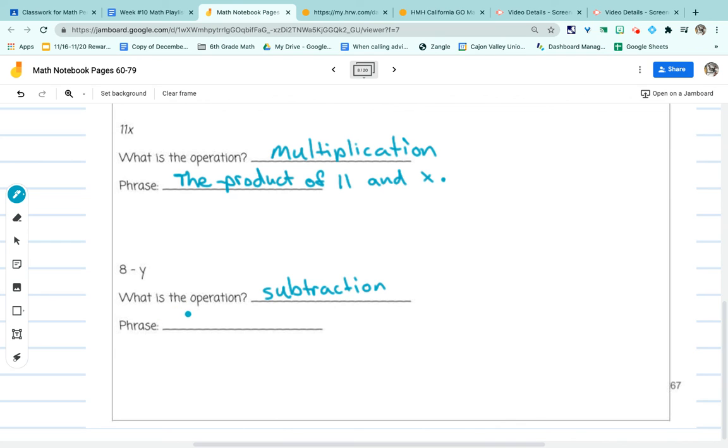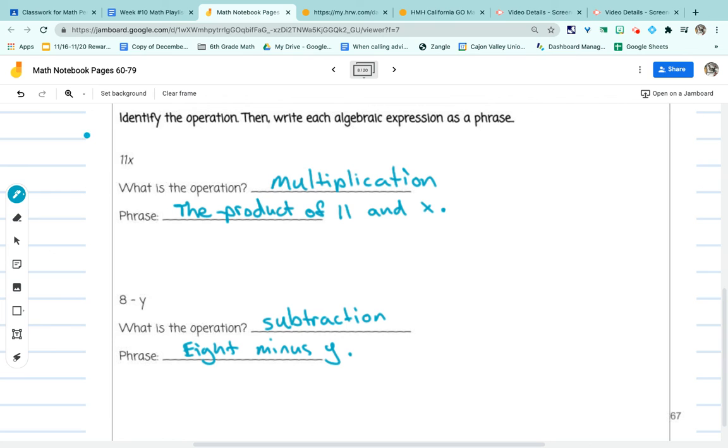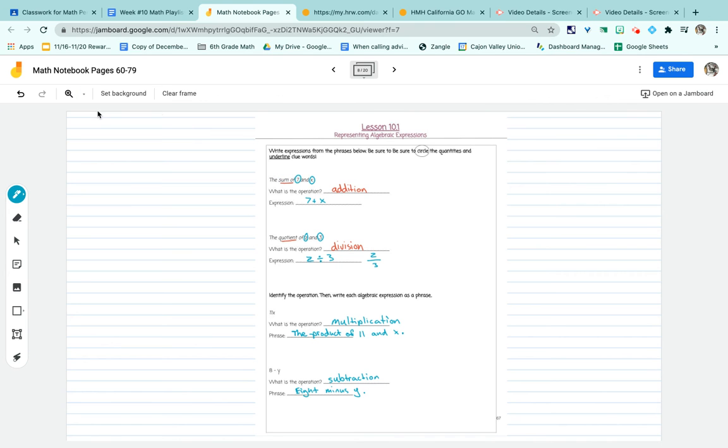well, maybe not less than. Maybe I'll just say 8 minus y. We'll keep it simple. So 8, use the word 8 minus y. All right. You could write something else too. What is the difference of 8 and y? Maybe something along those lines. So there's different phrases here you could use to represent that expression.